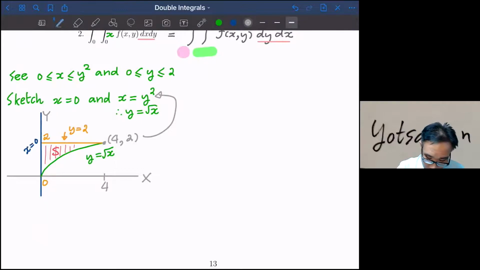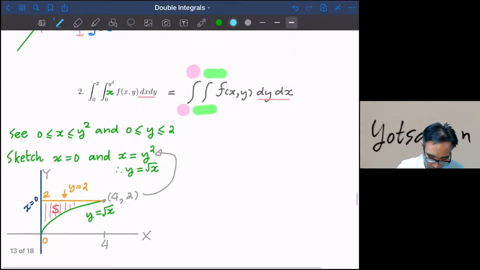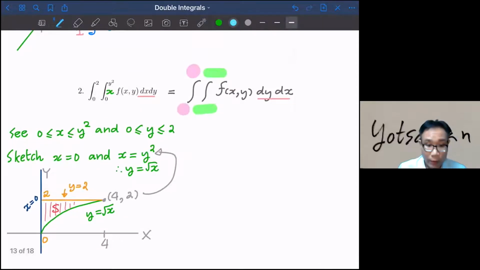And you see here that it's going to be running. The way that this is going to run is vertically. So it's going to run from the green one, which is y equals square root x, to the orange one, which is y equals 2.